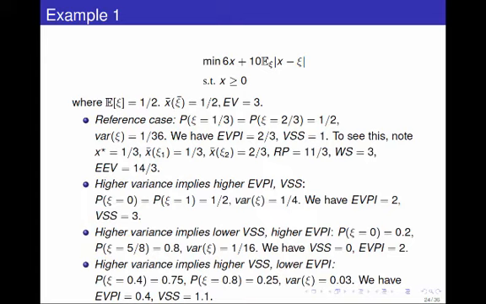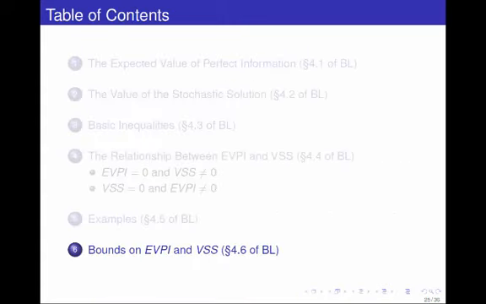But then you can change the model of uncertainty slightly, so you put a mass of 0.2 for xi equals 0 and 0.8 for 5/8. Variance increases slightly, goes from 1/36 to 1/16. But the VSS decreases, in particular it goes to 0, and EVPI increases. So here we have a counterintuitive thing where we're pushing variance up, VSS goes down, and EVPI increases. And then we also have a situation where by pushing variance up, the VSS can increase, and the EVPI can go down. So although intuitively you would think that more uncertainty means these two things go up, it doesn't have to necessarily be the case in general.